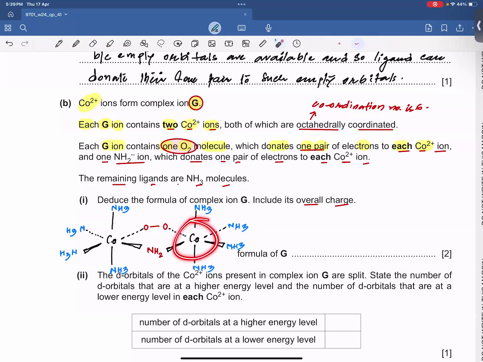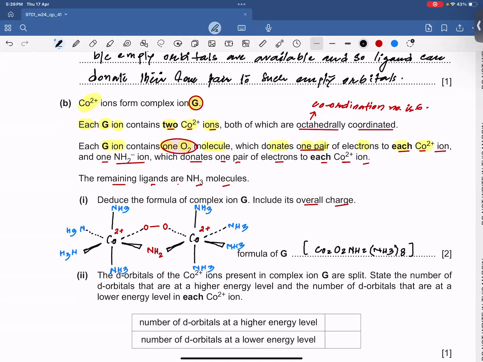Now look at this. It is octahedrally arranged. This cobalt ion is also octahedrally arranged. By the way, this cobalt ion has a 2+ charge. This cobalt ion has a 2+ charge. Okay. So how many cobalt ions technically in this G? How many oxygen? 1. How many NH₂? 1. And how many ammonia? I think it's 8. So that's the formula of G.